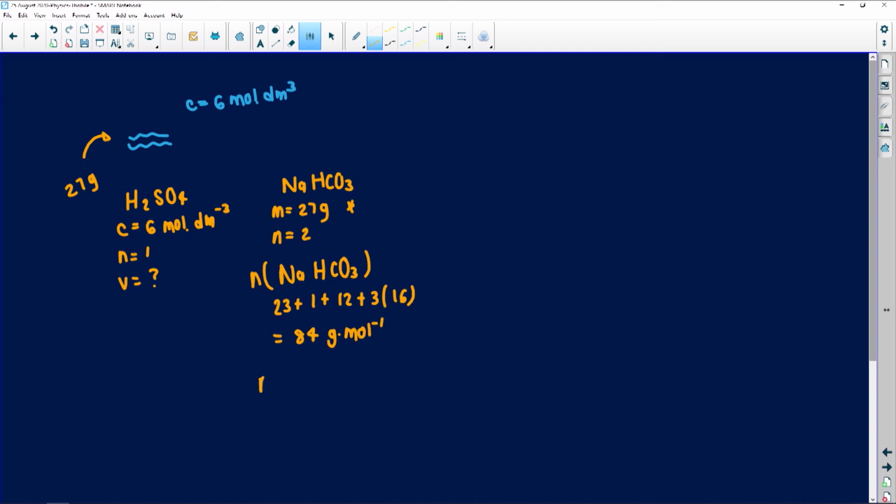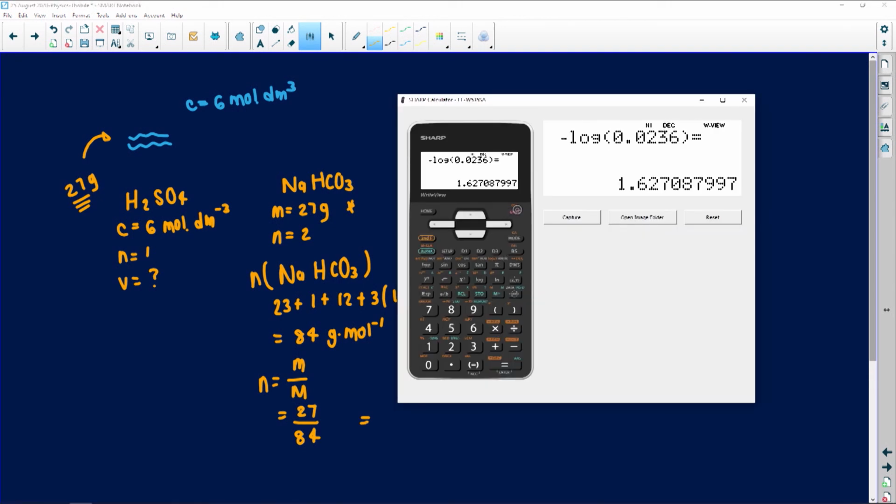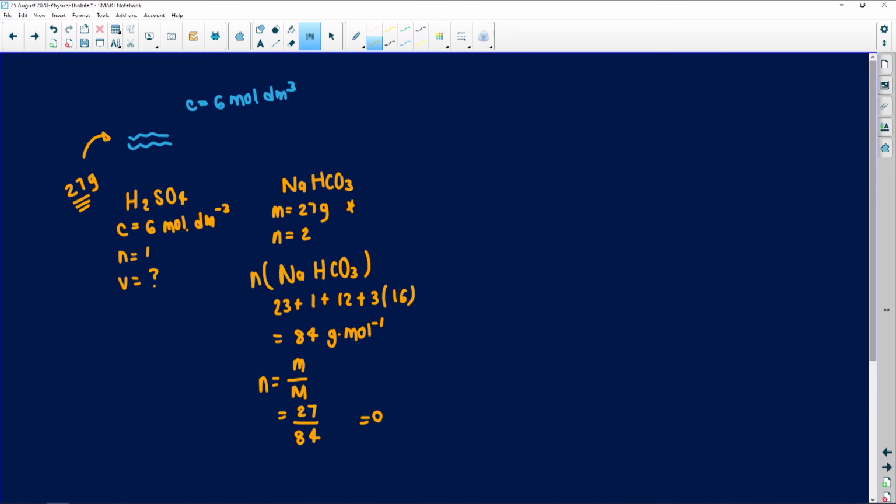Now I can say that the moles is small m over big M. I can therefore say they gave me 27 grams, and this is 84. So let's see how much we're going to get here. Put it as a fraction. I'm going to have 27 all over 84. I've got 0.32 to 2 decimal places. The 1 will not change the 2. So I've got 0.32 moles.